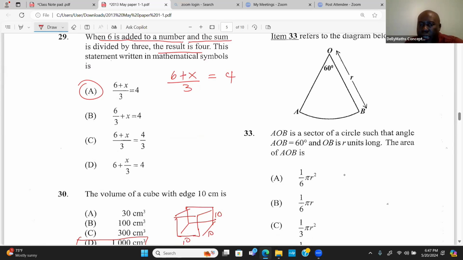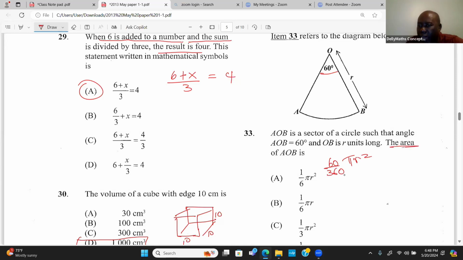We have a sector question here. It says AOB is a sector of a circle such that we have the angle here. They're giving you that. The radius is given. Area of the sector, you all know. The formula says area of sector is the angle, which is 60 degrees out of the 360, pi r square.